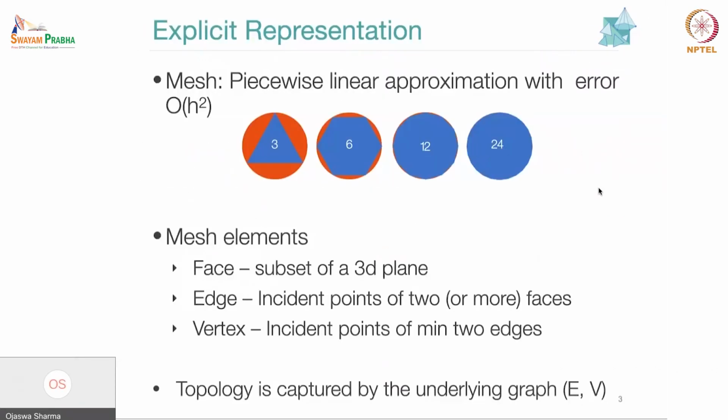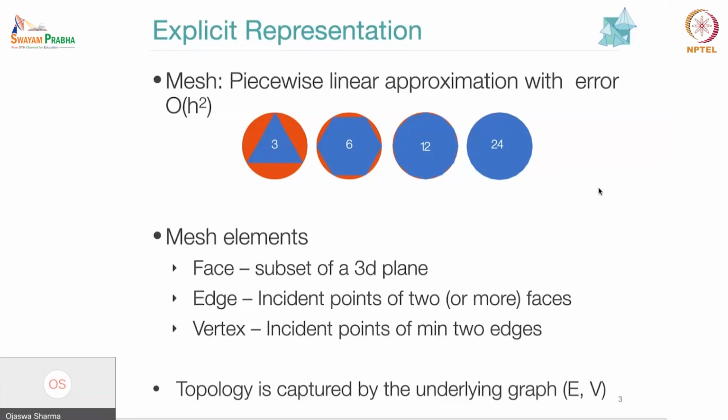A piecewise linear representation of a shape. So the first guess could be representing a circle using a triangle. But we all know that that is a bad representation, because you can see that there is a glaringly large error between the circle area and the triangle area. So what can we do?